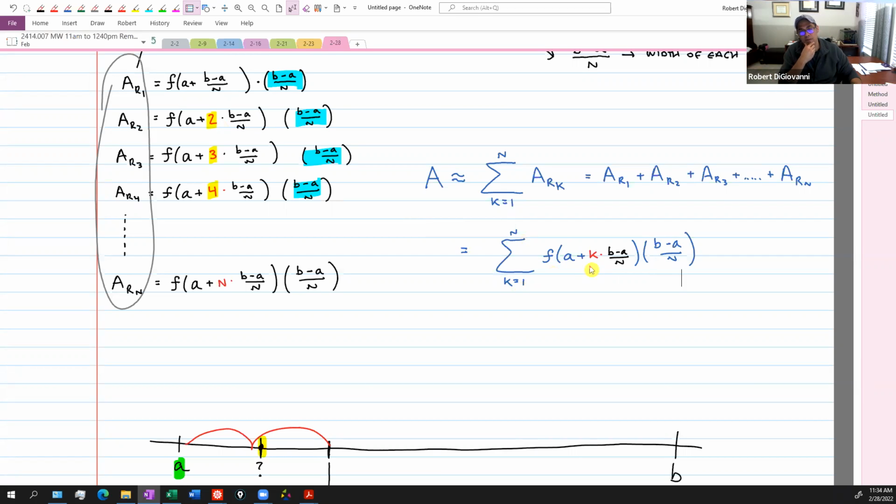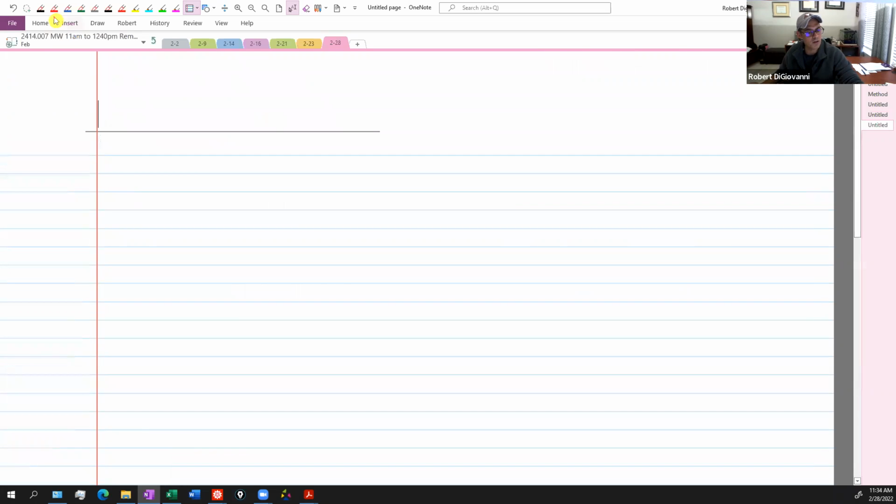So this would give you the approximate area with n rectangles, right? With n of them. But how many rectangles do we need to get a very precise answer? Infinity. We need an infinite number of them. So why don't we take this formula and create a new formula. This is our new formula.